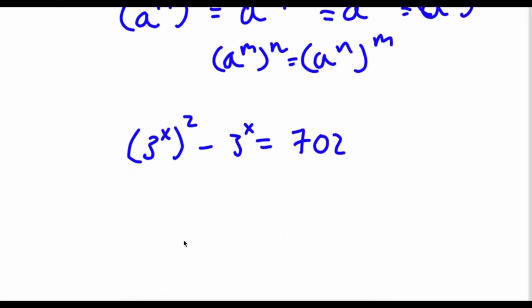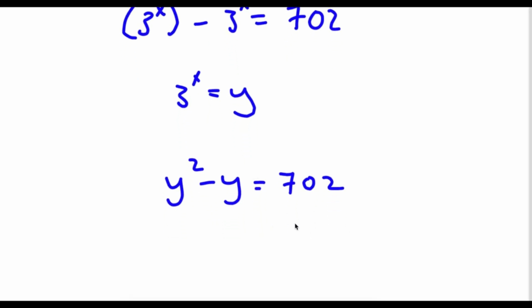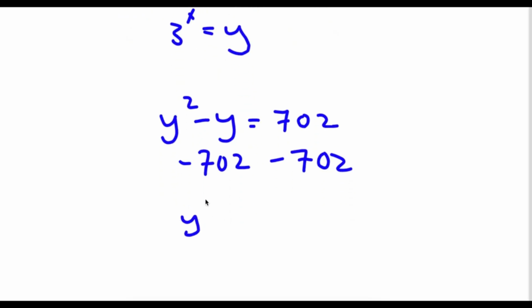So now I'm going to set 3 to the power of x equal to the variable y. So now if I replace y with 3 to the power of x, I get y squared minus y is equal to 702. Now if I subtract 702 on both sides, I get y squared minus y minus 702 is equal to 0.